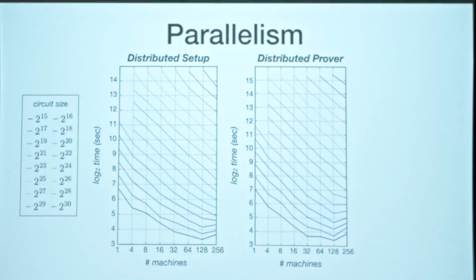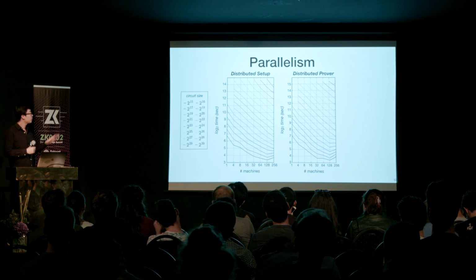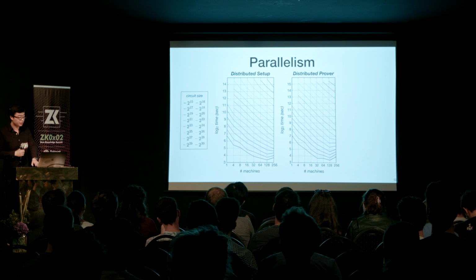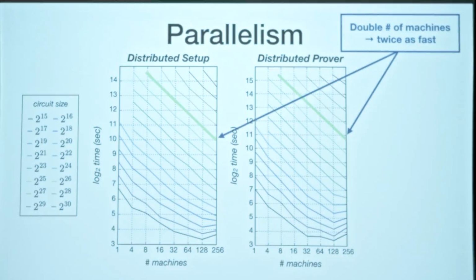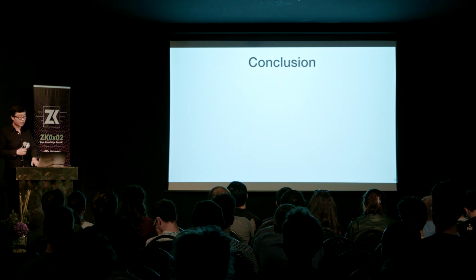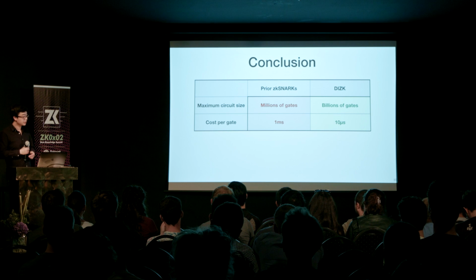Here again, we plot the same data, but show the number of machines on the x-axis and plot the circuit size. This is trying to demonstrate parallelism. Again, on the left, we have the setup, and on the right, we have the prover. If we follow this green line at 2 to the 26, the pattern that we see is that as we double the number of machines, this computation is approximately twice as fast. Again, this is a terrific property of the system and would be very necessary for computing large instances.